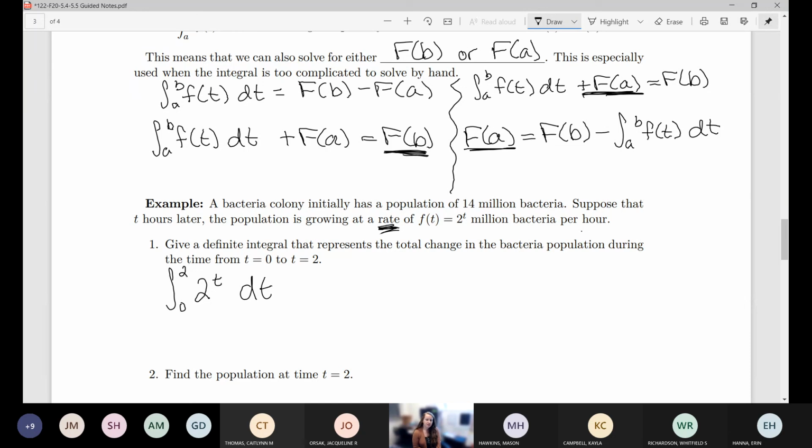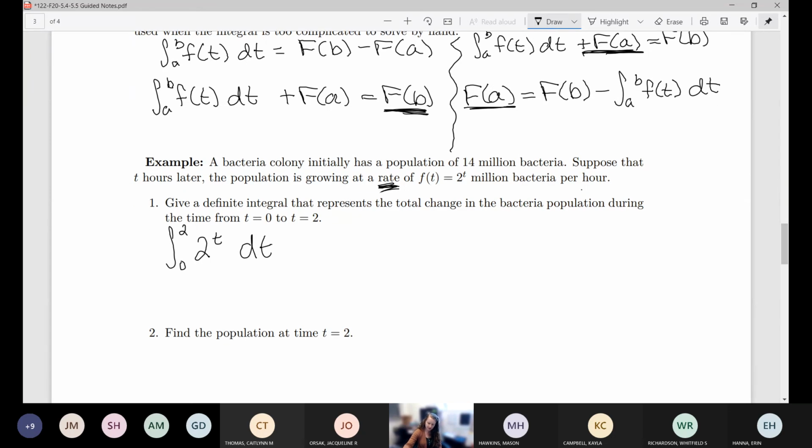So say we wanted to find the population at time t equals 2. Now technically the population, let me try to keep a little bit of this in. So what we want is we want big F of 2. So we essentially want the antiderivative at 2.